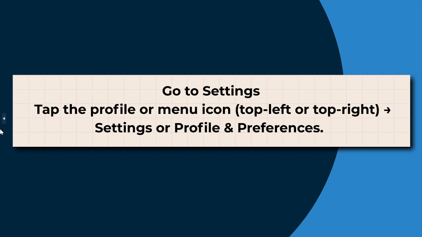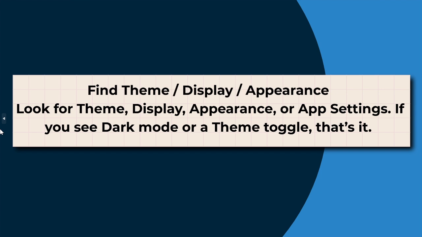After you've found your way to the settings, it's time to look for the display options. Search for sections labeled Theme, Display, Appearance, or App Settings. These categories will often include options to change how your app looks, including toggling on dark mode. If you spot a dark mode option or a theme toggle here, you're right where you need to be. To turn dark mode on, simply switch on the dark mode toggle.